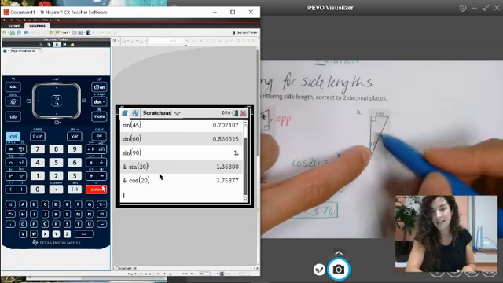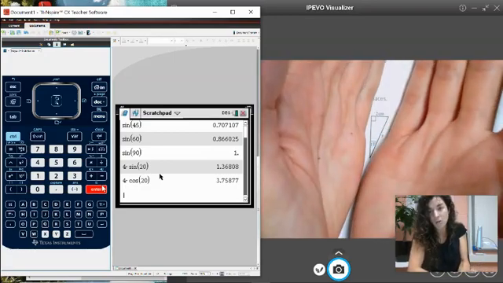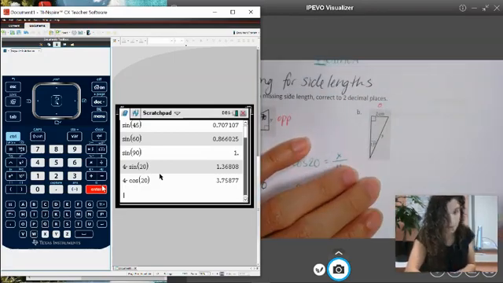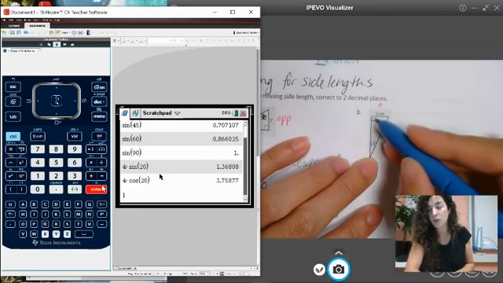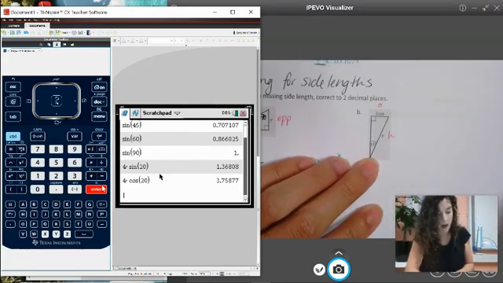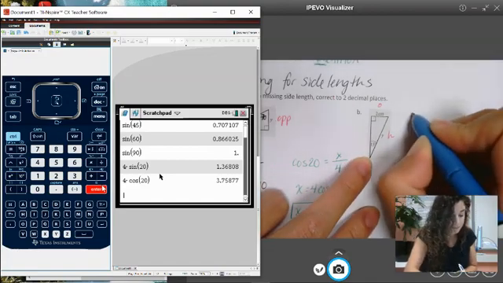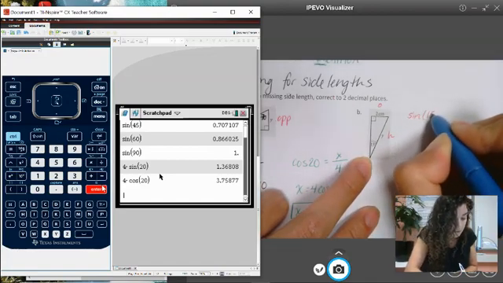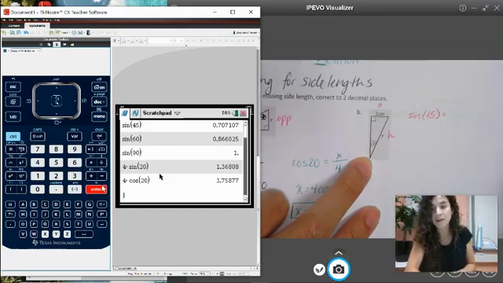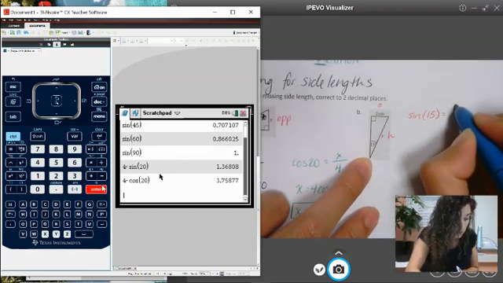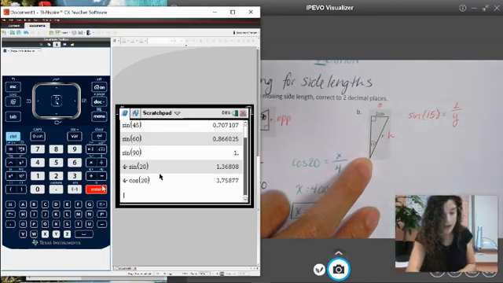So I'm first going to label my side lengths. 15, like a spotlight, opens up to 2. So that's going to be my opposite side length. And y is across from the 90, so that's my hypotenuse. So I've got O and H, and I know that that's sine. Sine of 15 equals opposite over hypotenuse. So it's going to be 2 over y.